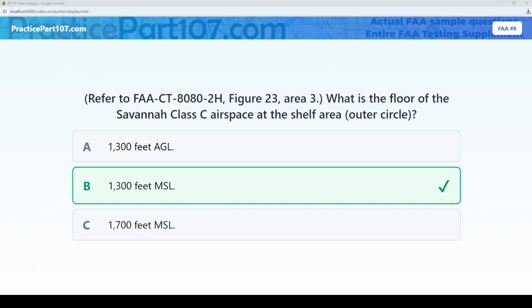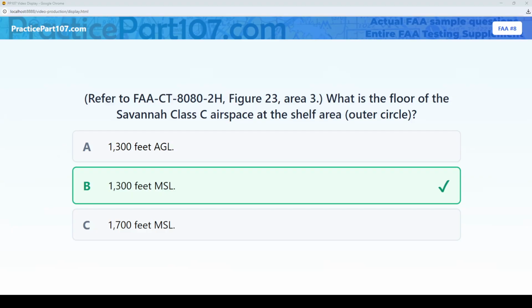So again, the answer is 1,300 feet MSL. One of the things to be careful of for doing multiple guess tests, FAA makes it even easier than usual because they only give you 3 choice possibilities, the right one plus two distractors. And if we did find out it was 1,300 and we picked the first 1,300, we would get it wrong because AGL is different than MSL. And then the other number there is 1,700.